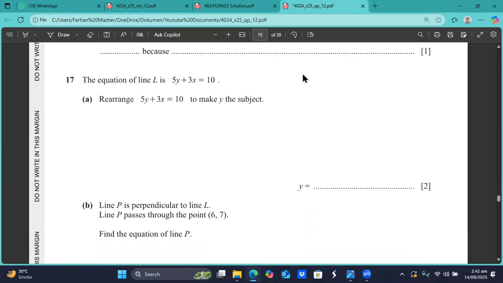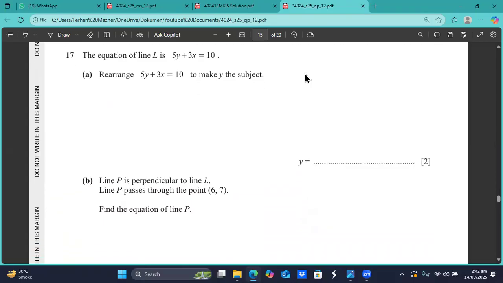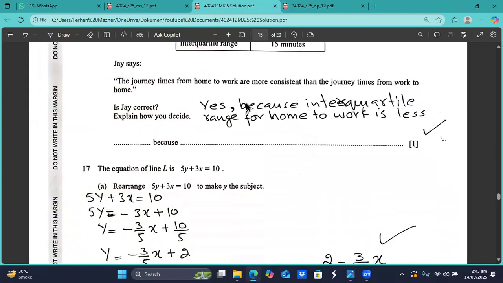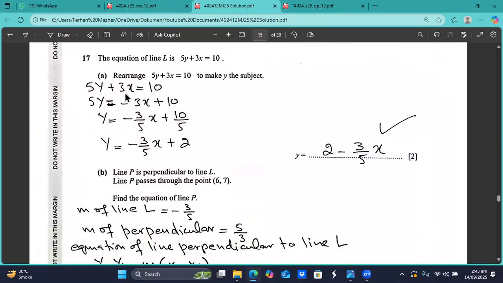Okay, the next question is question number 17 on your screen. The equation of the line L is 5y plus 3x equals 10. Rearrange 5y plus 3x equals 10 to make y the subject. To make something the subject means you make it alone on one side of the equals sign. So 5y equals minus 3x plus 10. So y will be equal to, take this 5 to the other side, minus 3 by 5 times x plus 2.